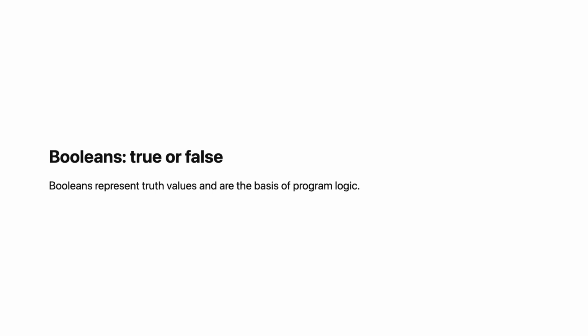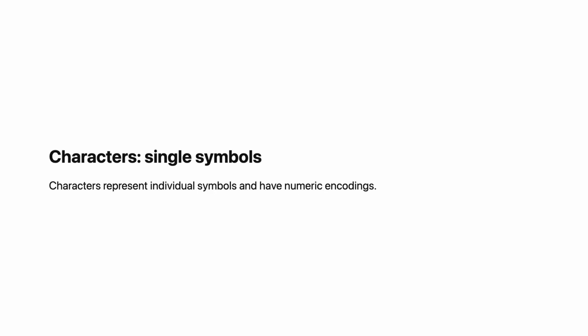Characters represent individual symbols, a single letter, digit, or punctuation mark. A, z, 7, H. Each is a character. Characters are the atoms of text. A string is a sequence of characters. When you work with text, you work with characters.